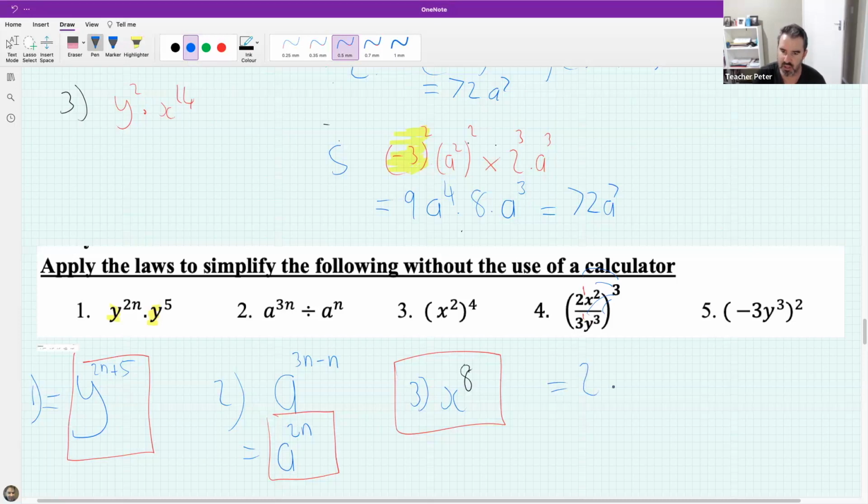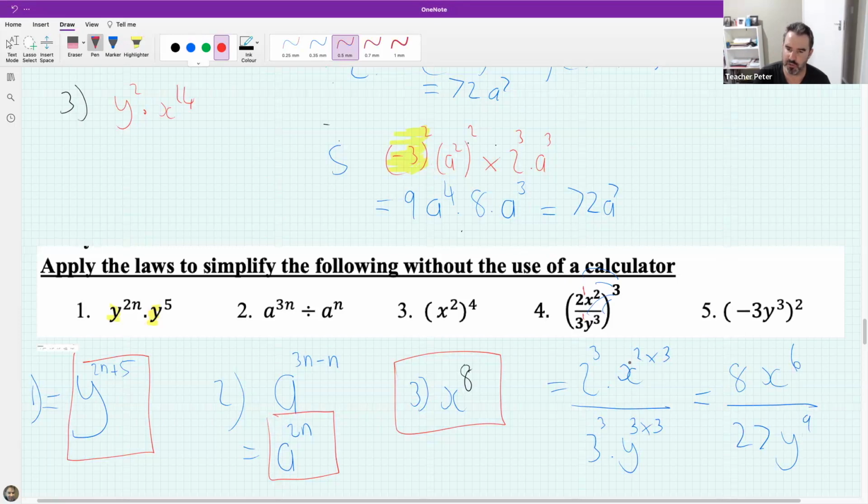So I get 2 to the 3 times x squared, and then that's going to be times 3. And then here, 3 to the 3, and then this is going to be 3 times 3. So we then get 8 for that and 27 for that. And then we get x to the 6, and we get y to the 9 for number 4. Give me a thumbs up if you got that for number 4.